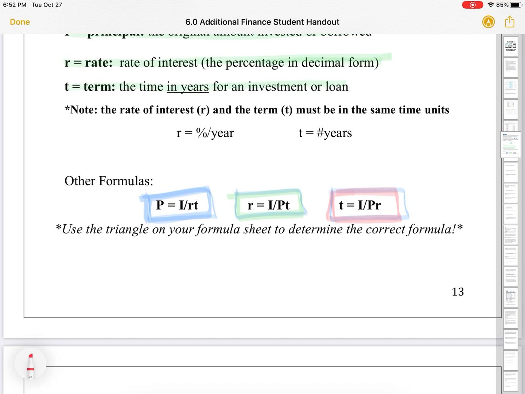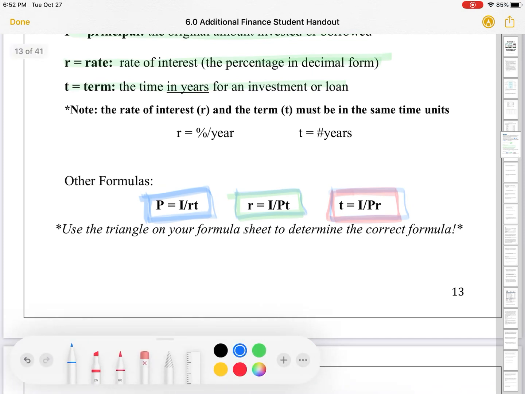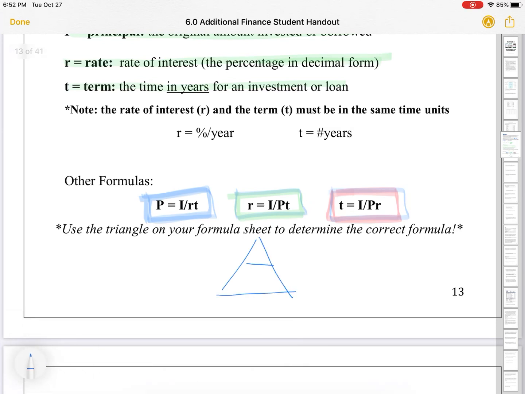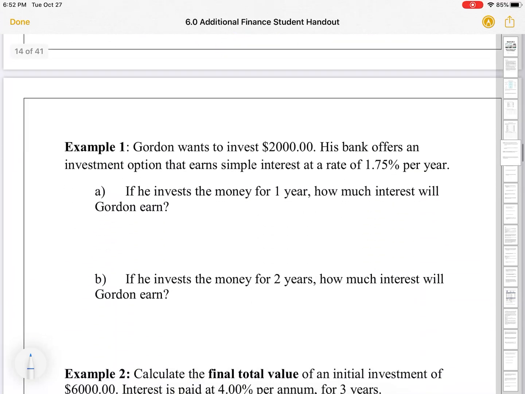Now, there is a triangle on your formula sheet that you can use to determine the correct formula. So I believe it would look like this: I, P, R, T. And you cover up the one you're looking for, and it will leave you with the formula that you can use. Okay? I can walk you through that if you want me to. Okay. So let's look at a few examples. Now, we should be somewhat familiar with this because of this morning. So hopefully this feels like a little more of a review.